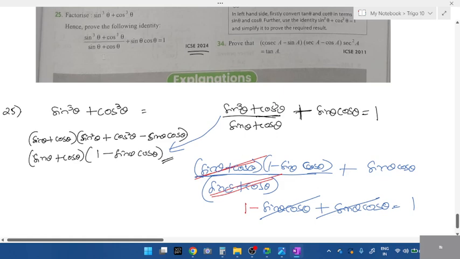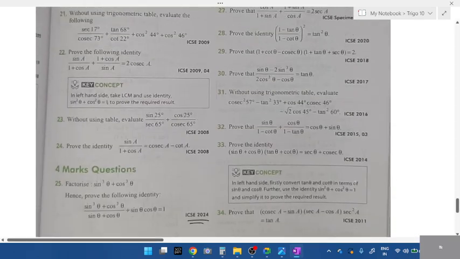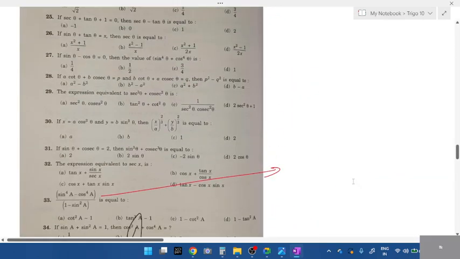So here copy the question, students. 25th. Sine cube plus cos cube. If they ask you to factorize left hand side, factorize that. Use that value in the numerator. Everything will get cancelled. You'll have 1. Done?